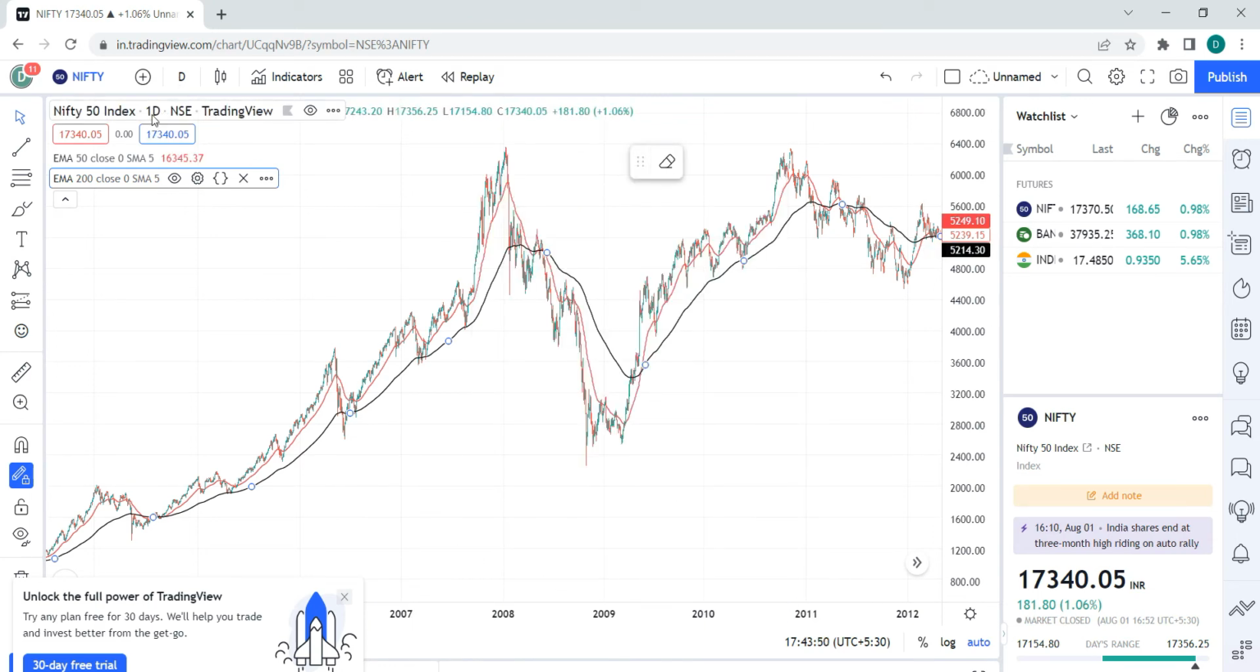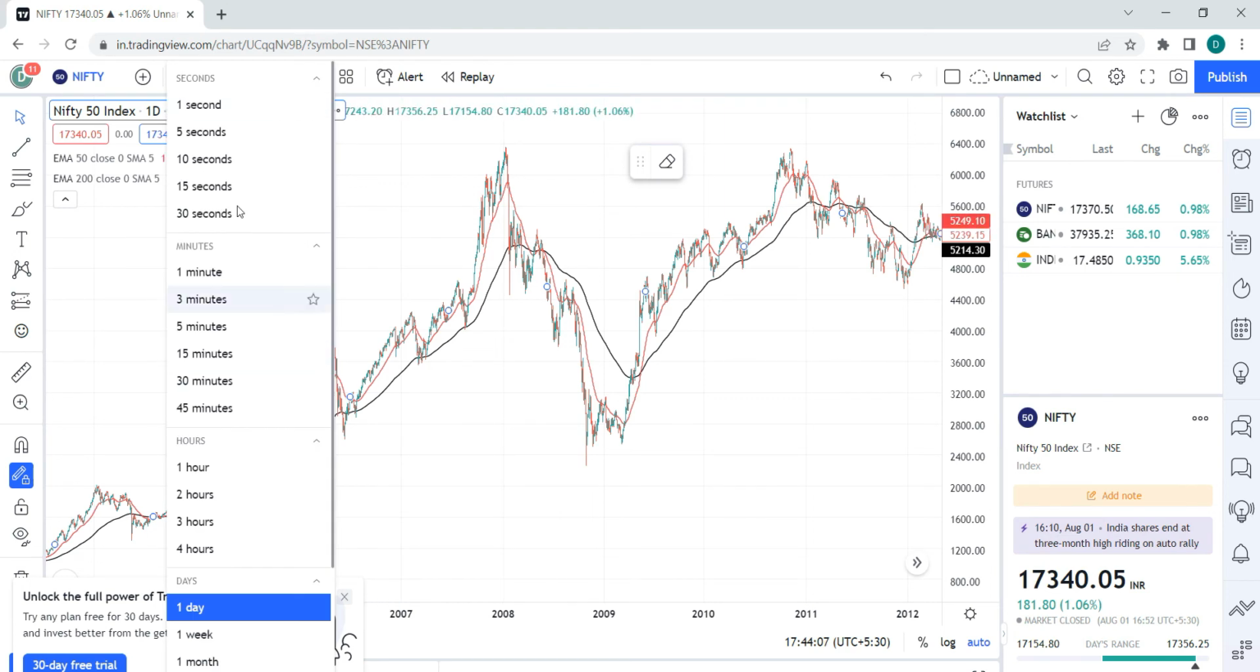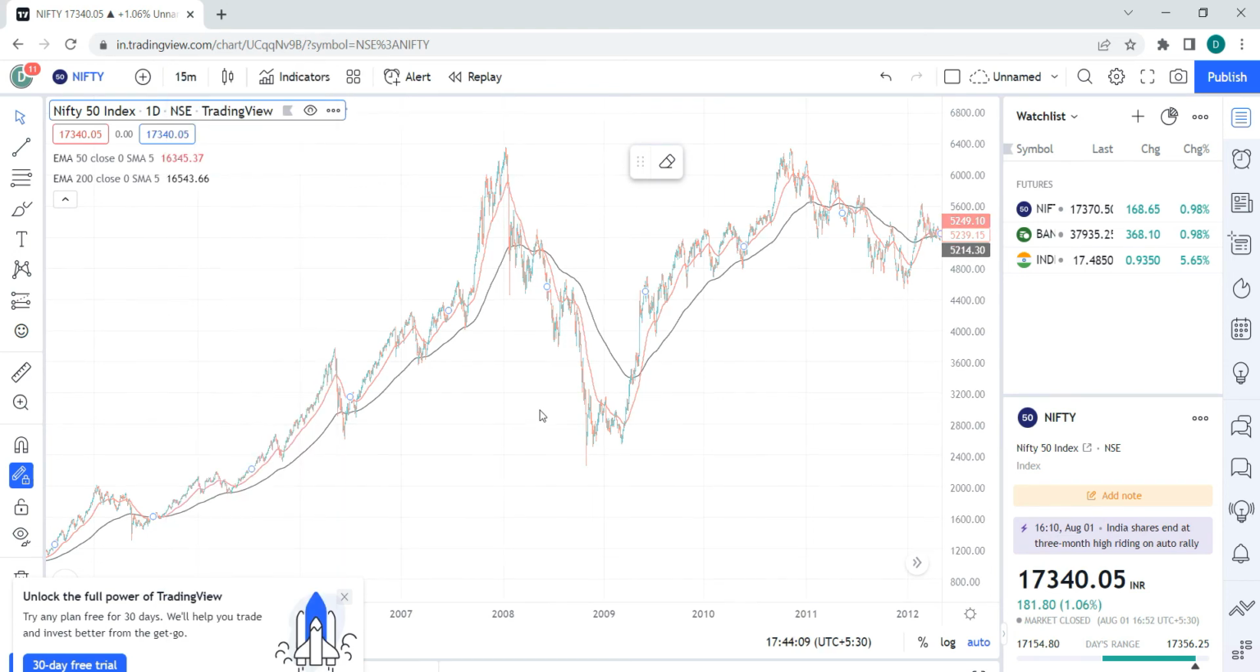And as I said, these moving averages can be plotted on any different time frame. So depending on your trading style, your trading pattern, you will select the time frame accordingly to plot this. So let me change this to 15 minutes.